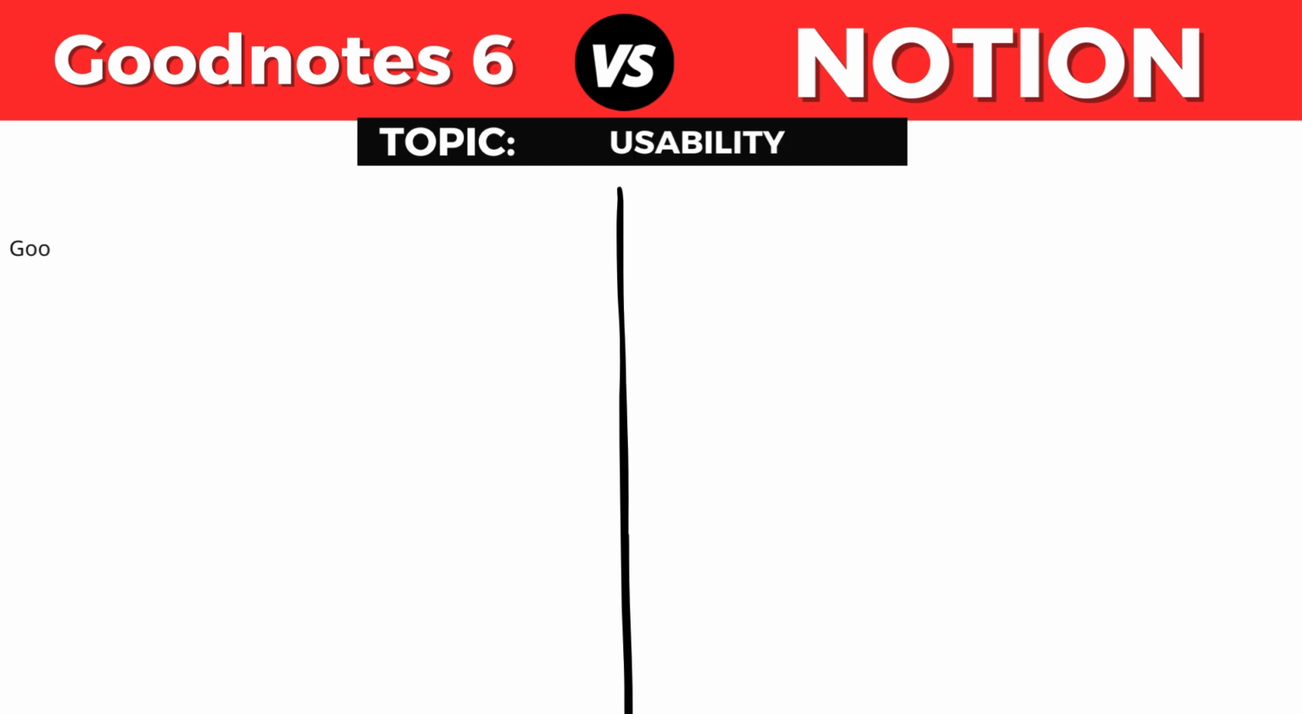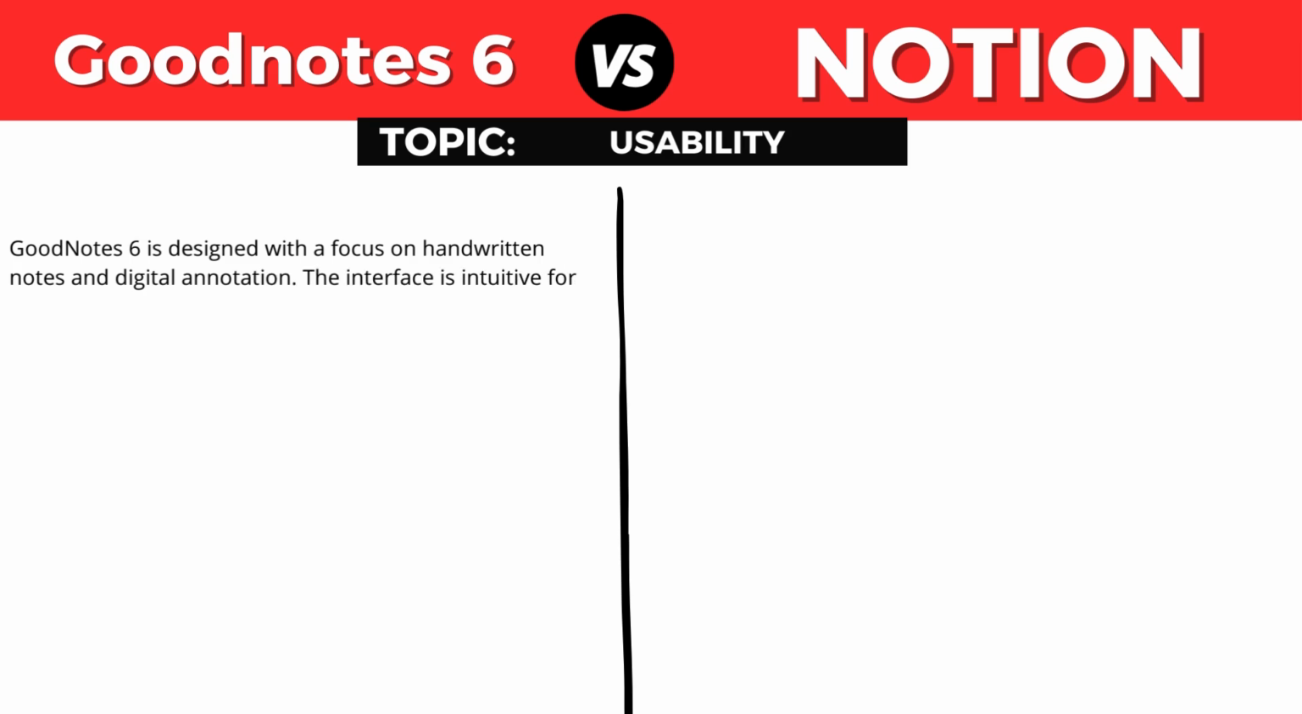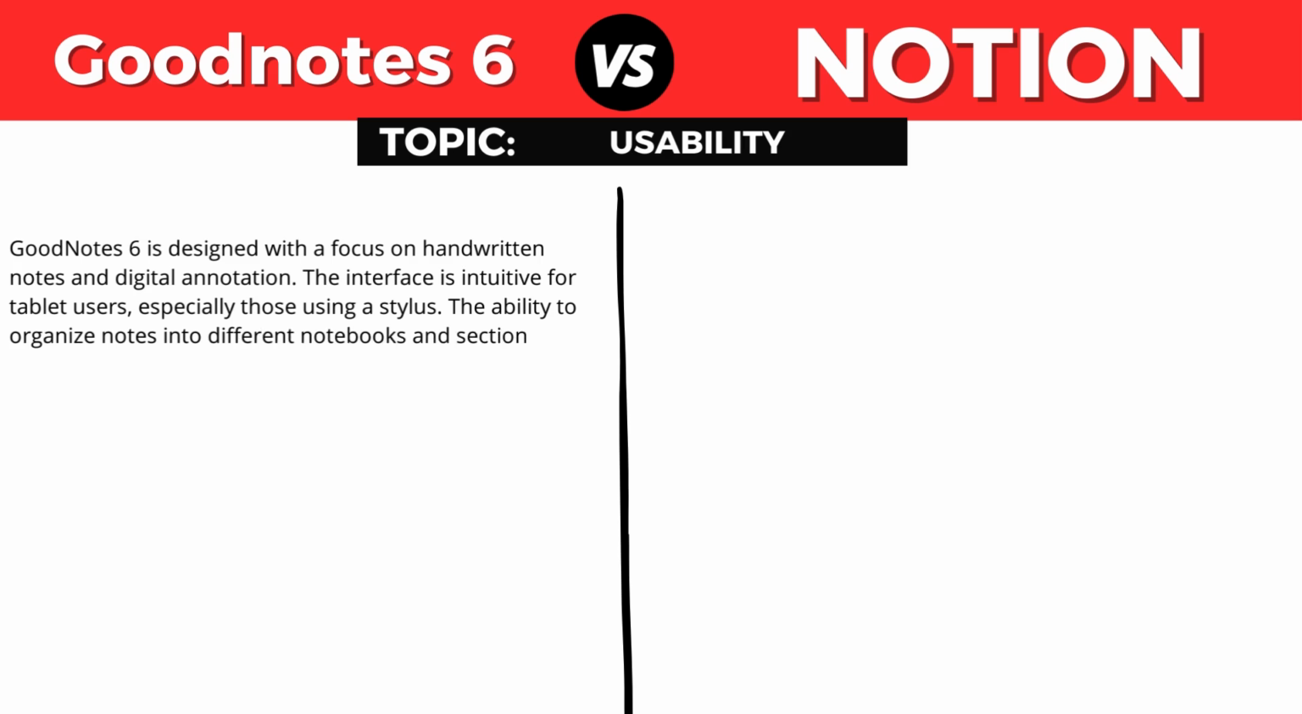Well, something about the usability. GoodNotes 6 is designed with a focus on handwritten notes and digital annotation. The interface is intuitive for tablet users, especially those using a stylus. The ability to organize notes into different notebooks and sections makes it an ideal tool for students, professionals and anyone who prefers handwriting over typing.